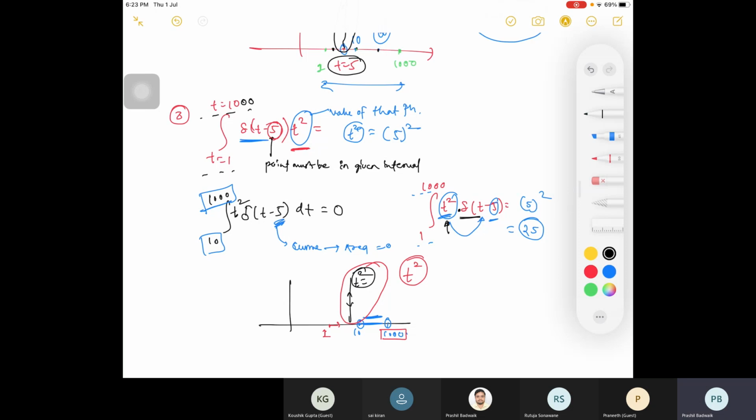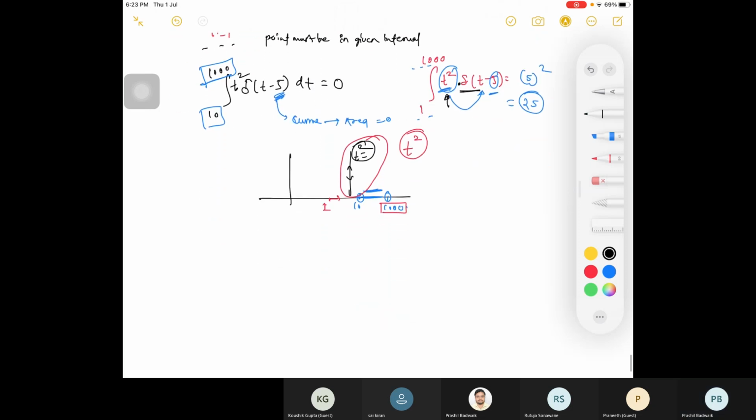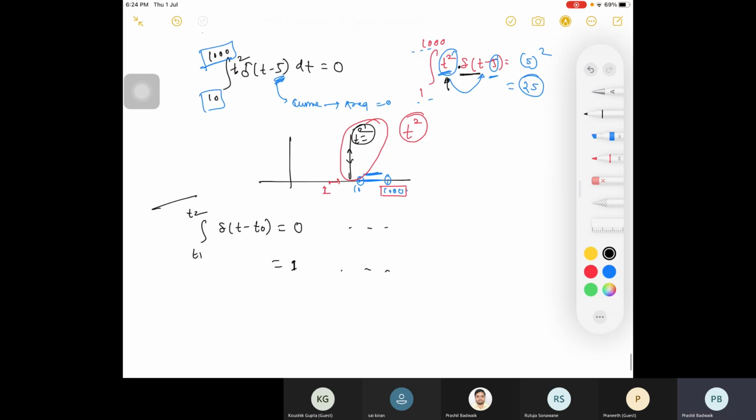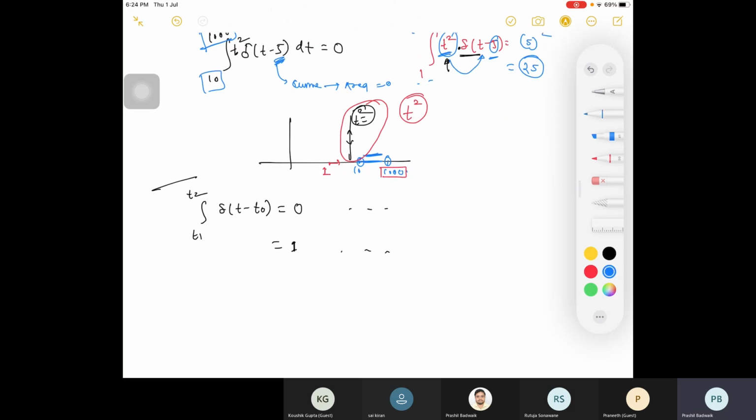So for properties, I'll write the properties of the direct delta function. This is the integral over your interval t1 to t2 of del of t minus t naught. So its value is 0 and its value is 1. Please tell me what your conditions are. And the second one is the integral from t1 to t2 of f of t into del of t minus t naught. This equals f of t naught, and this equals 0. Please tell me the conditions.